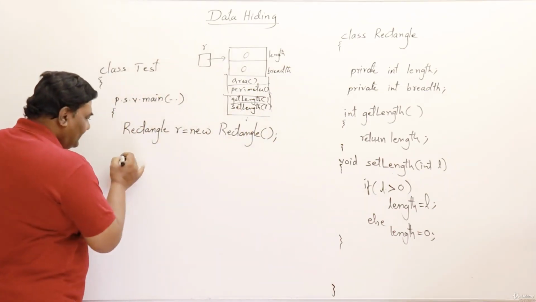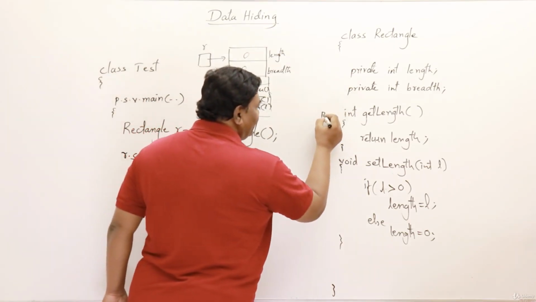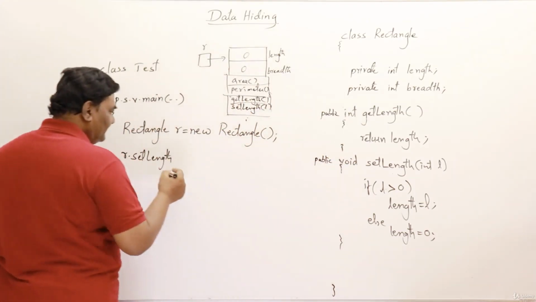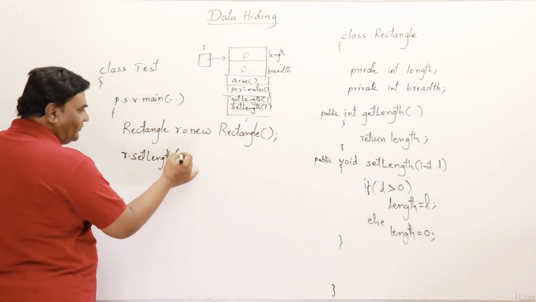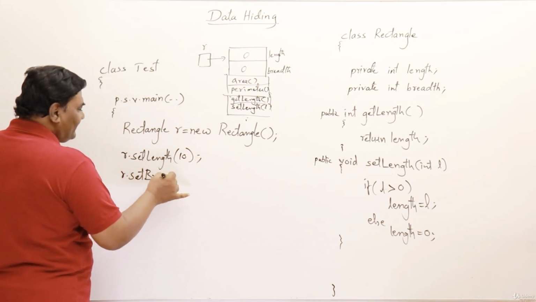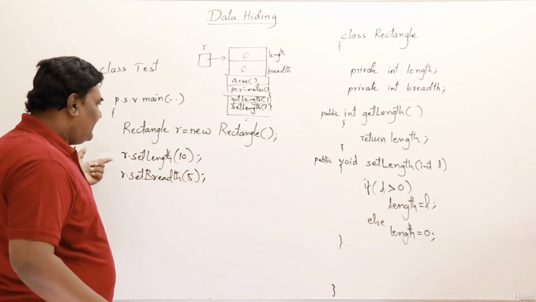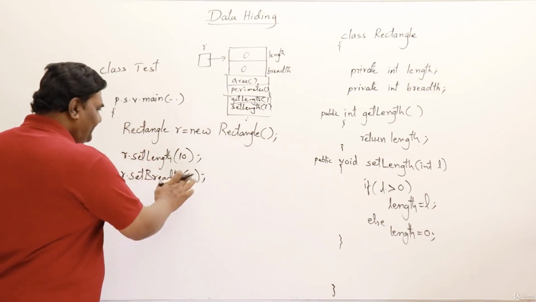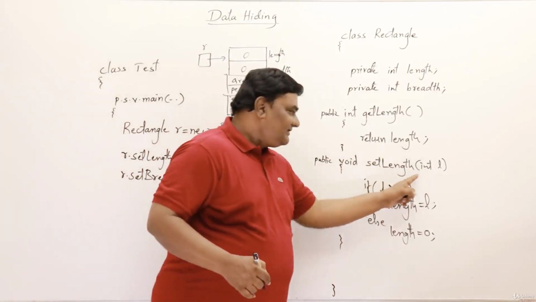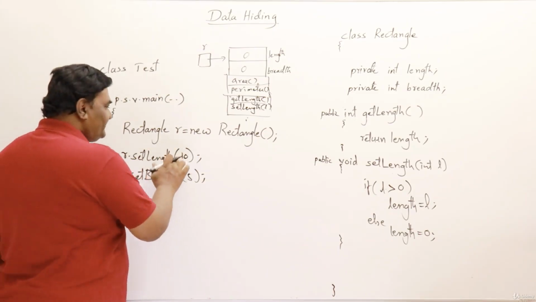Now how to set the length? R dot set length. Can I call this? Yes, this is public. We made these methods public, so I can call these methods. Set length, and I want to set the length as 10. Then say R dot set breadth, and set the breadth as 5. That's it. I have set the length and I have set the breadth. If I pass length as -10, then it will take it as 0. If I send -10, it will see that it is not greater than 0, so it will set the length as 0. So positive length and breadth.